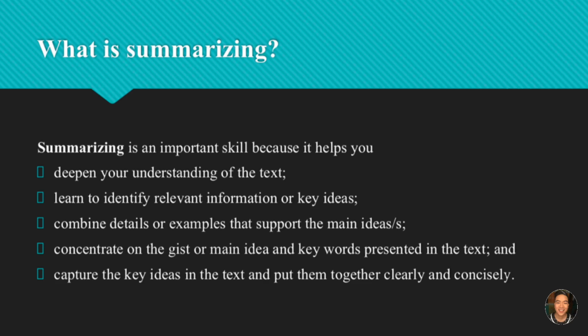We have different concepts in summarizing. When we say summarizing, it means identifying the most important ideas in the text and rewriting them in a version shorter than the original text. The main objective of summarizing is to get the main ideas or the gist to make the article shorter than the original version.